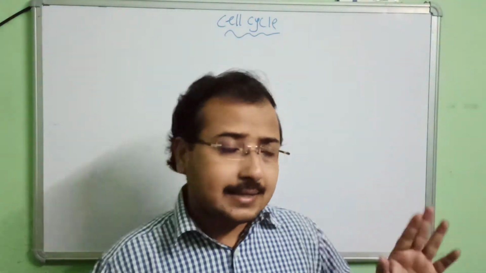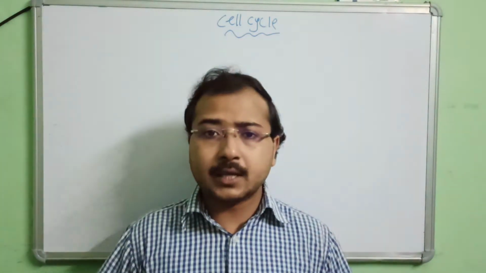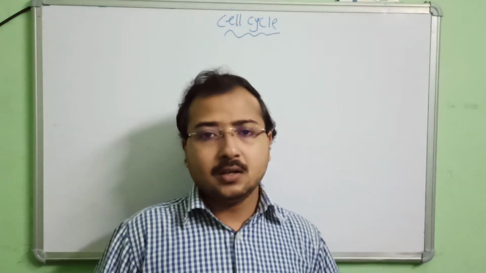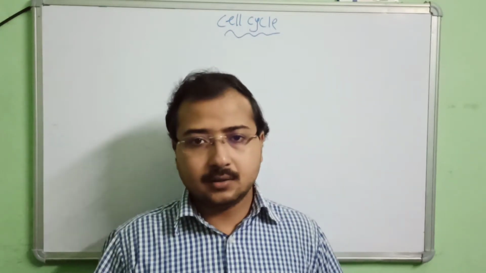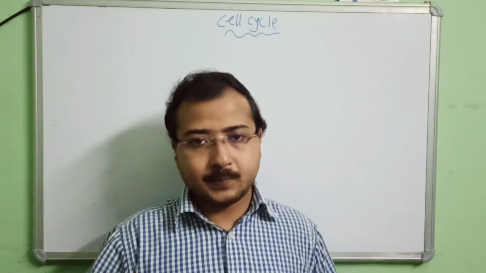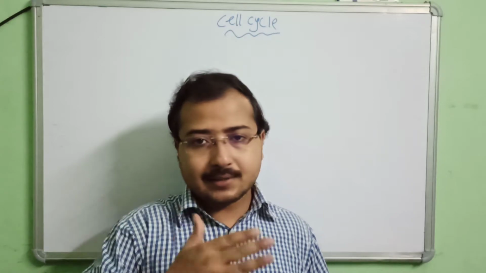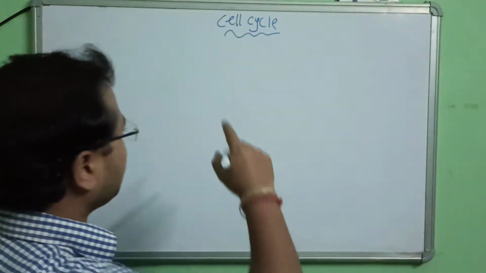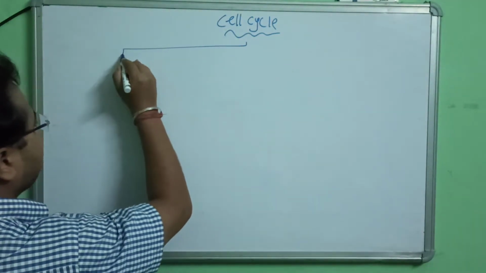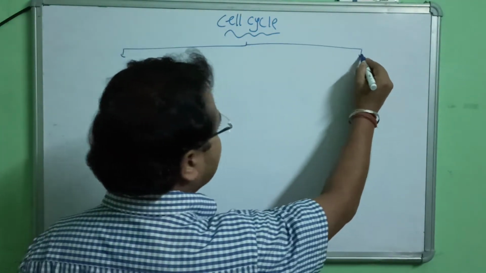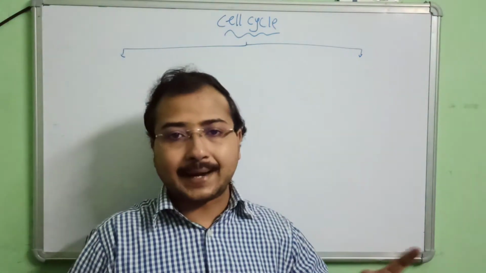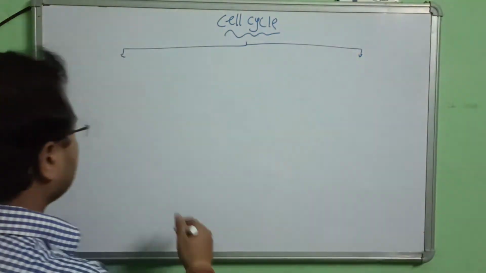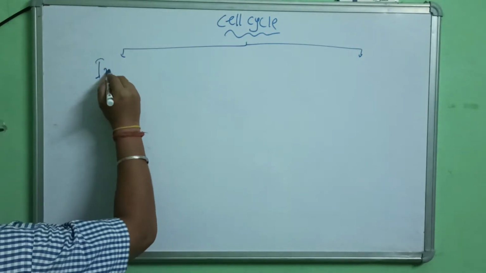So the cell cycle, first of all, I am going to make you understand the whole process of cell cycle and cell division through a flow chart in a proper sequence. Okay, to understand the sequence is very important. So first of all, if I divide the cell cycle into two broad categories, two broad divisions or phases, number one is the interphase.